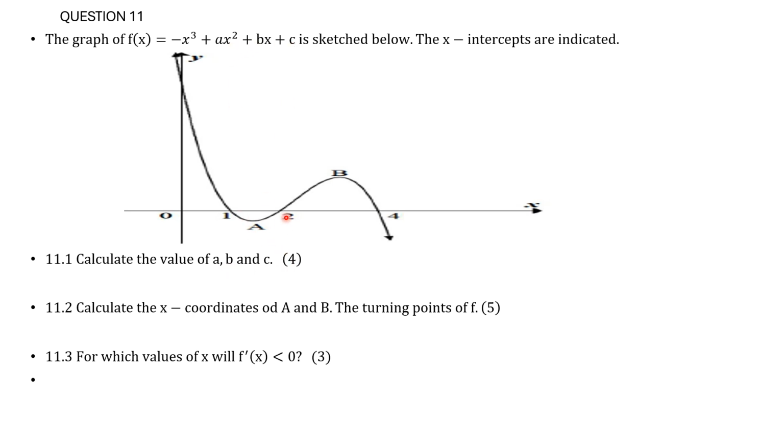Alright, given 3 x-intercepts, they've given us negative 1 in front of x cubed. Then they want the x-coordinates of A and B, so we want the turning points. There we're going to use the first derivative of that equation. And then, for which values of x will f prime x be less than 0? So when is the first derivative less than 0? Now we're testing some inequalities.